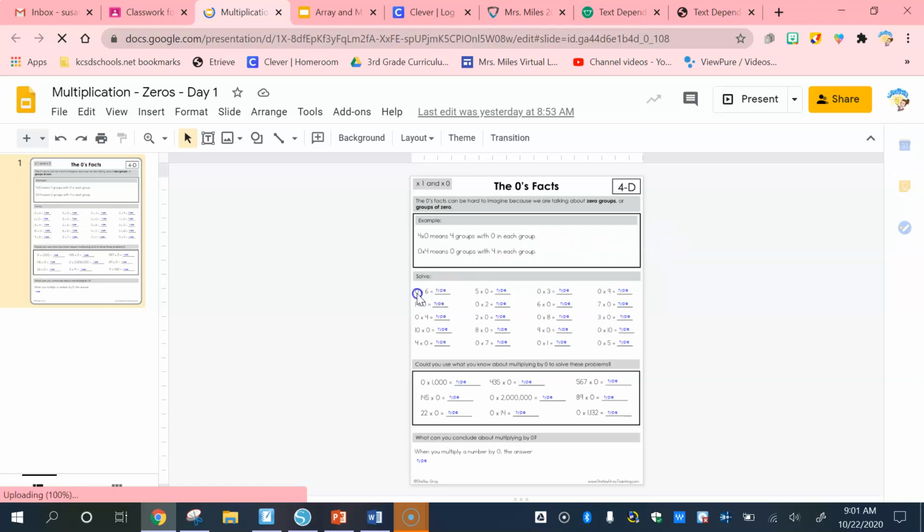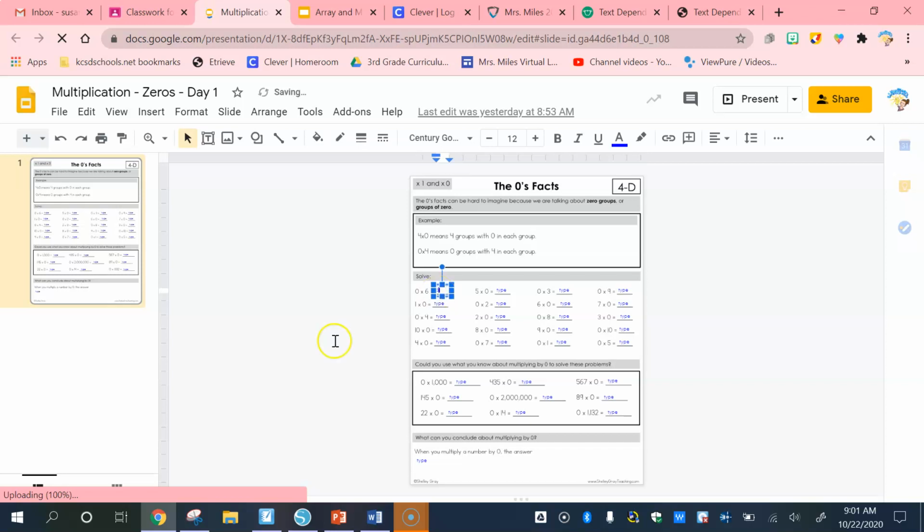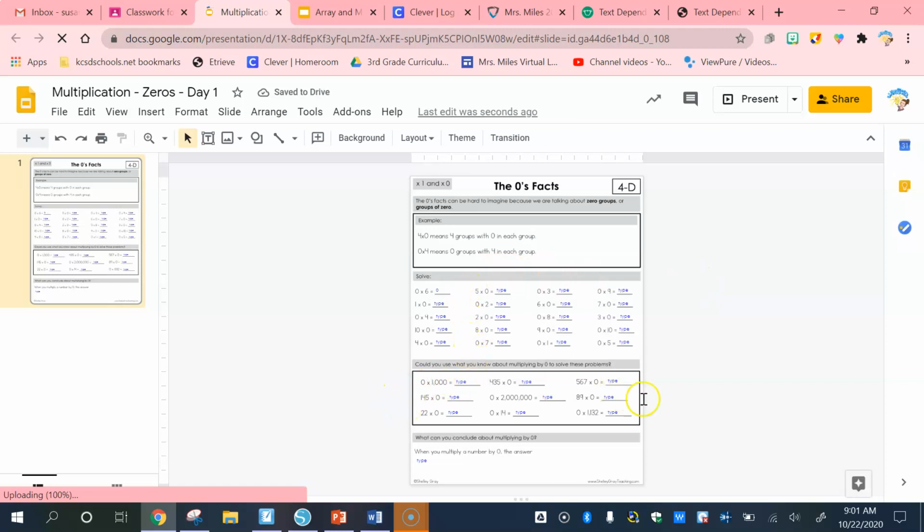So you're going to solve. If it's times 0, what's your answer going to be? 0, that's right. So you're just going to put a 0 there. You're going to go through and answer all of those, and down here you have a quick little blurb. What can you conclude about multiplying by 0? Conclude means what can you generalize or understand about 0? Basically, what's our rule? When you multiply a number by 0, the answer, and then you're going to fill in that blank. So that's all you're doing today.